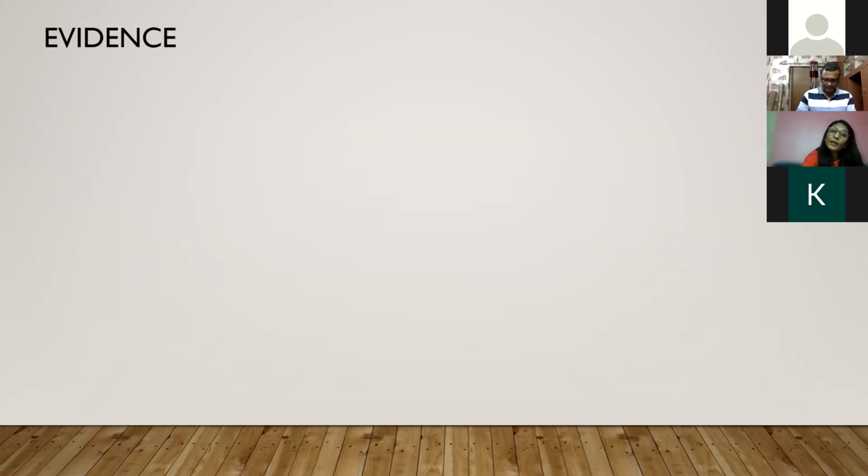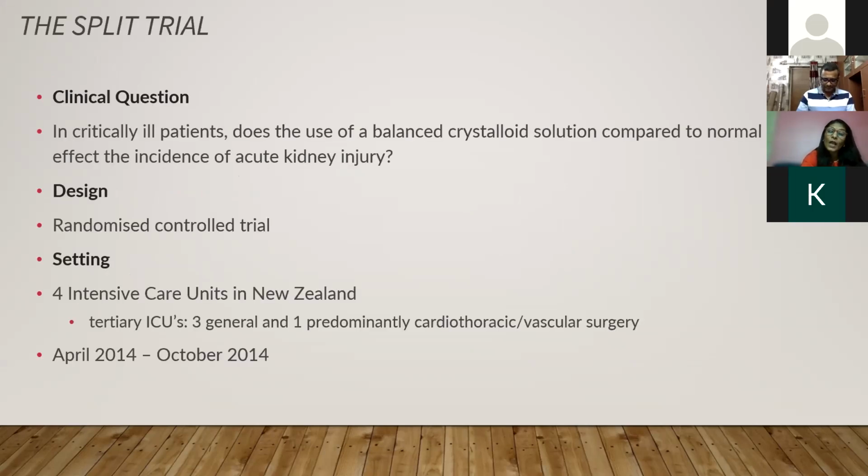Now, what is the evidence which has led to this discussion regarding normal saline and balanced solutions? The first trial was the SPLIT trial. This trial was done in New Zealand from April 2014 to October 2014. The clinical question they asked was whether critically ill patients developed more acute kidney injury by the use of balanced crystalloid or normal saline.